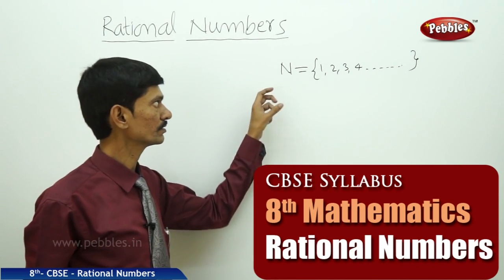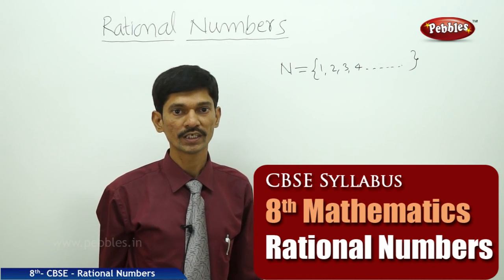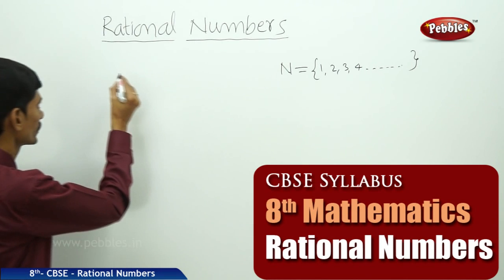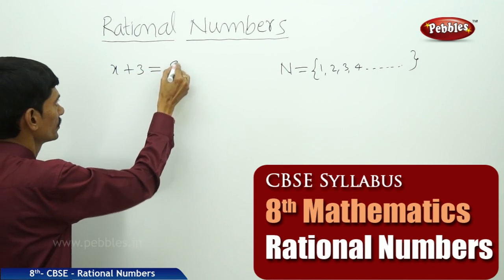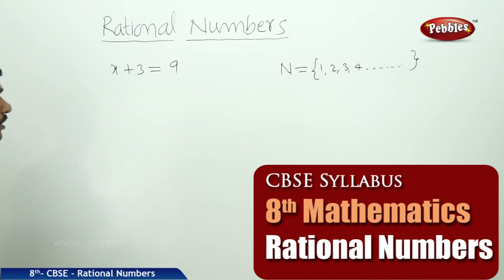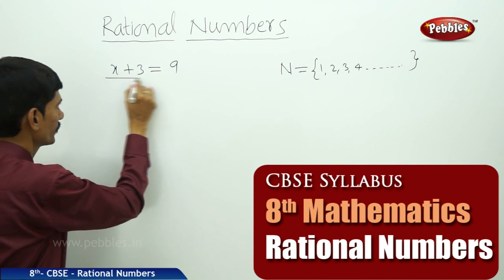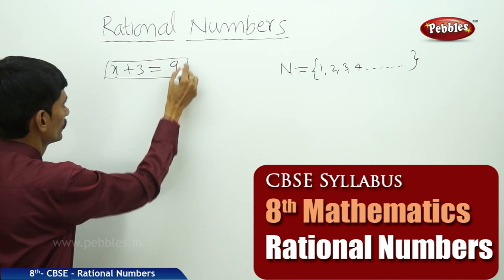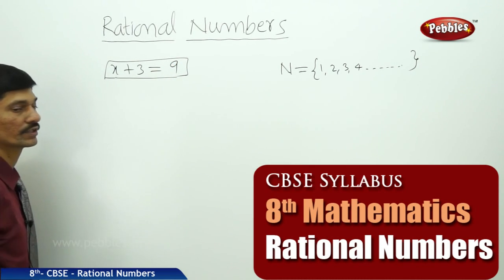But are these numbers sufficient to solve some equations? See, for example, the equation x plus 3 equals 9. What is the value of x satisfying this equation? Obviously 6. If you put x as 6, this equation will be satisfied. So we can take a natural number to satisfy some equations.